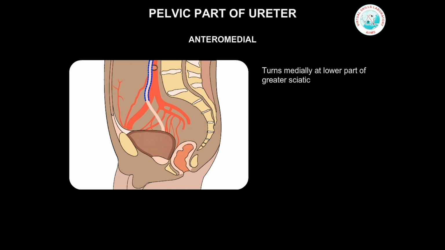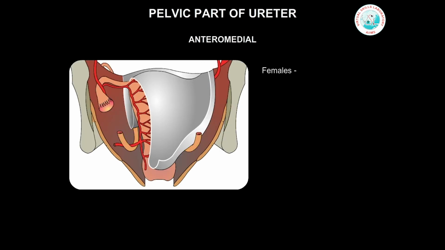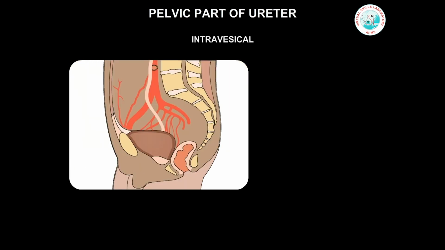The second part is anteromedial. At the lower part of greater sciatic notch, the ureter turns medially to reach the bladder, where it is around 5 centimeters away from the opposite ureter. In males, this part is crossed anteriorly by the ductus deferens, as we can see here. In females, it passes below the root of broad ligament, lateral to vaginal fornix, and is crossed superiorly by the uterine artery.